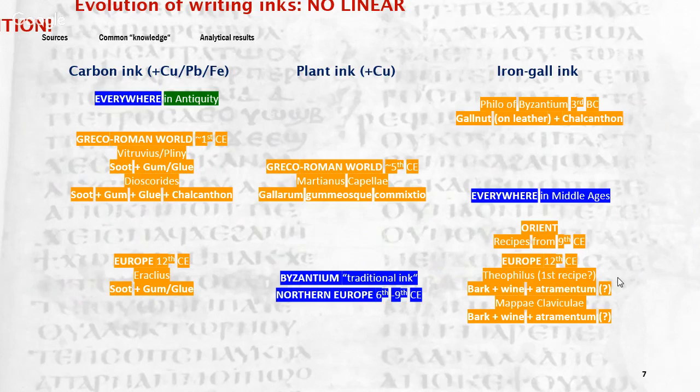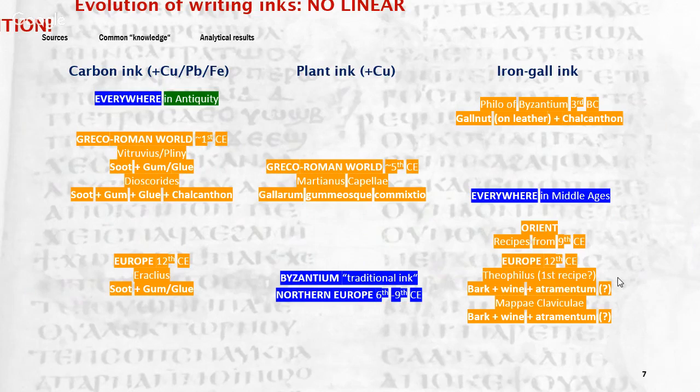And also, we have something slightly different. We have Dioscorides that tells us to mix the soot with gum arabic and glue and to add calcanthum. We still don't know exactly what calcanthum is. There is a very big debate. Unfortunately, this is the issue of dealing with such ancient sources. We don't know exactly what they intended to be calcanthum.